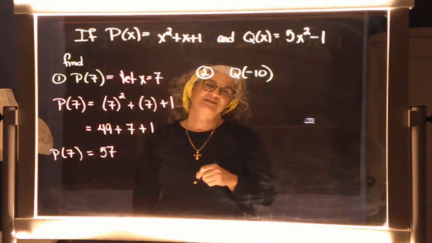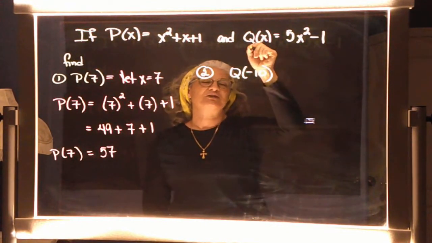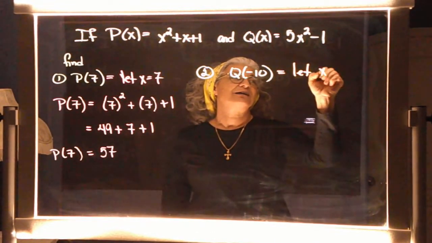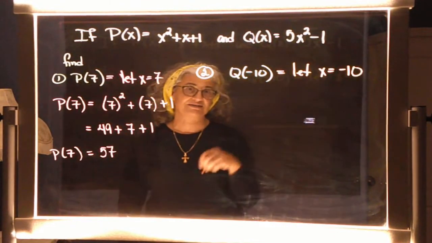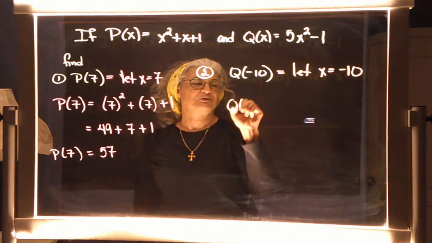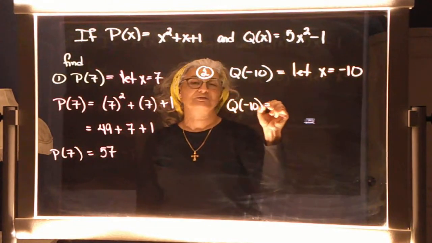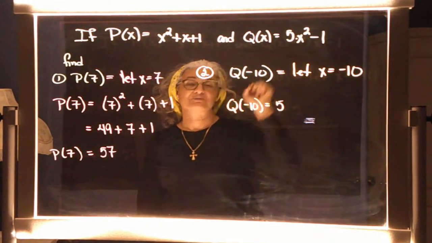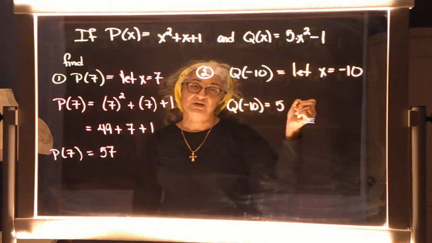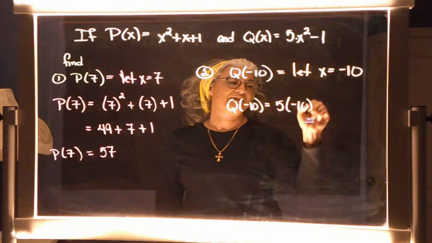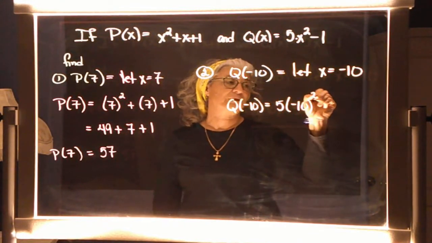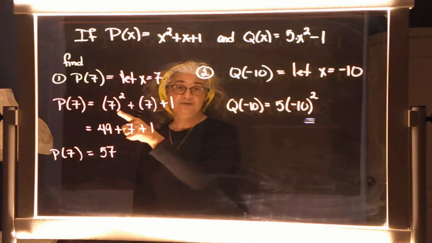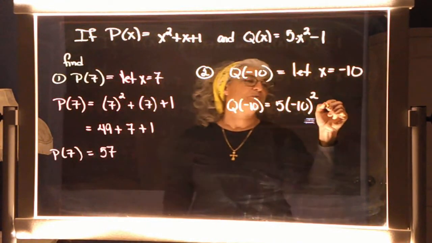Okay, let's look at the second one. What did negative 10 take the place of? Yep, I'm looking at the q function because it says q and it took the place of x. So this basically says let x equal negative 10, doesn't it? All right. So q of negative 10 equals, what do we write first? 5. And it's supposed to be 5 times, right? So in this case, 5 times what? Yeah, the negative 10, which is supposed to be squared. Because I'm supposed to square the x, so I'm squaring that negative 10. Just like I squared the 7, right? And then we minus the 1.